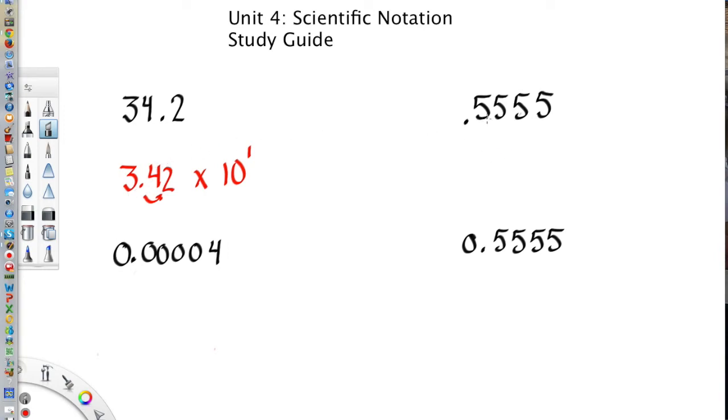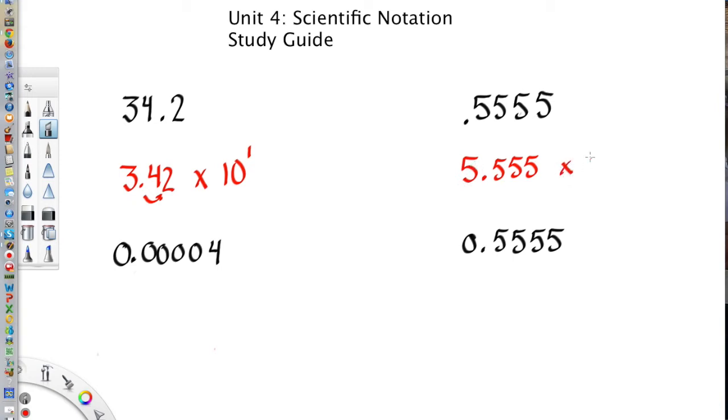Here I have 5,555 10,000ths. Again, I need to move the decimal point to a place where I'd have a coefficient that would be legal for scientific notation. And the only place where I can move this decimal is between the first two fives here, which gives me 5 and 555 thousandths. Okay, that's between 1 and 10.